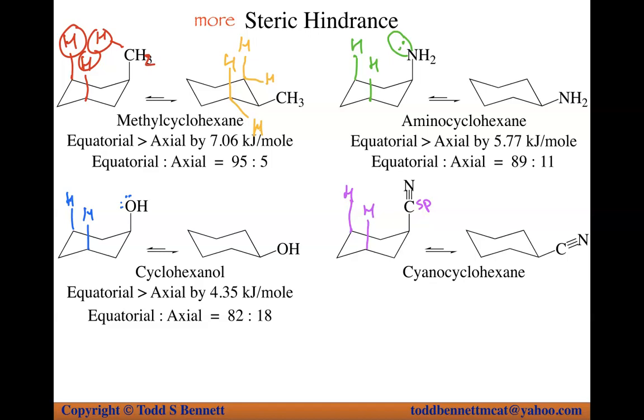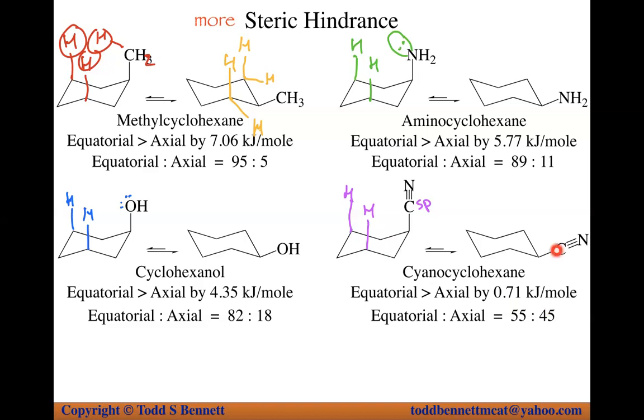So even though C and N are bigger than, let's say, O and H, so in theory, they are larger atoms, so they take up more space themselves, they don't ever go into this region because it's sp hybridized. So it ends up, this one is about a 1-to-1 ratio. So it's only favorable by about 0.71 kcals, which means it's 55 to 45, barely over 1-to-1 ratio. So prefers equatorial, but not by as much as ones that take up more space 3-dimensionally.